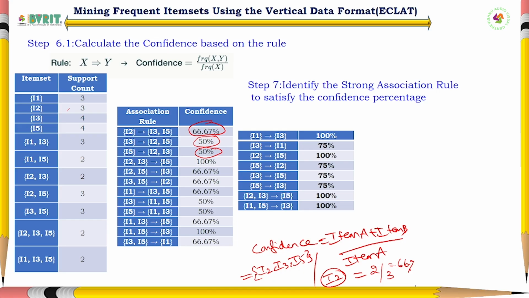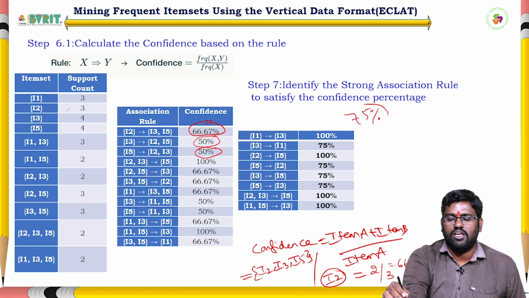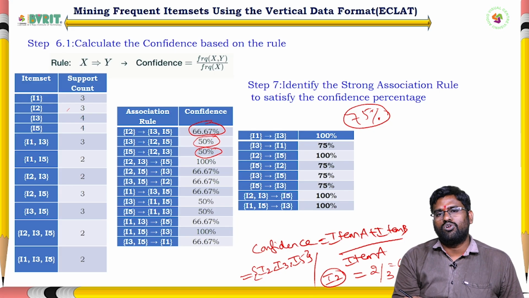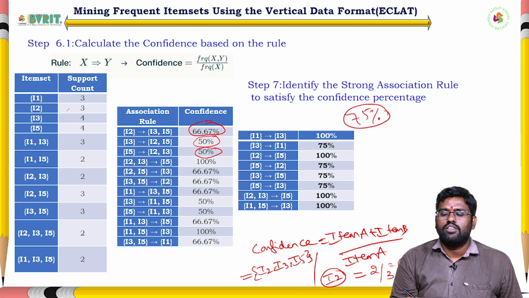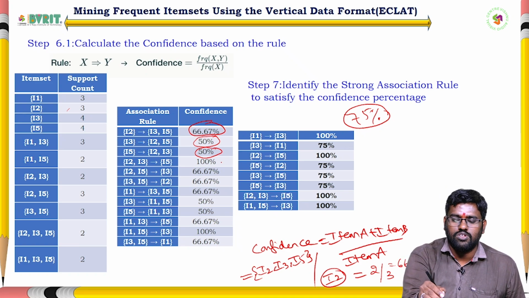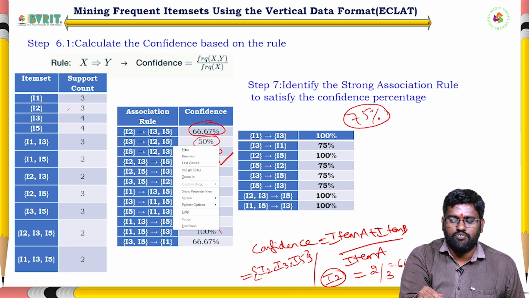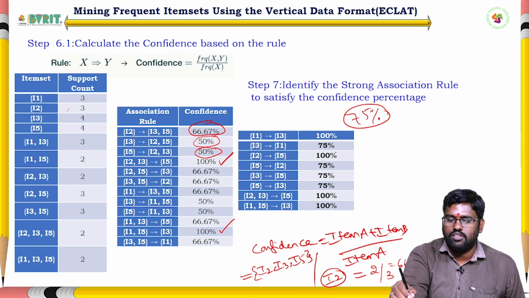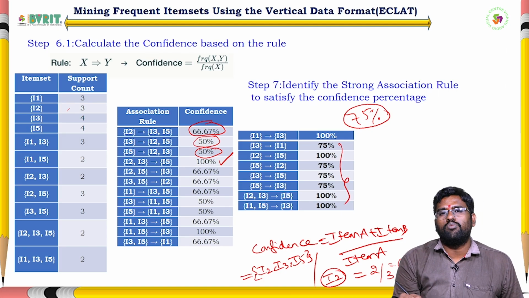Now, they are given the minimum confidence value as 75%. In the example problem, the minimum confidence value is 75%. That means only values of 75% and greater are kept in our table. All other values will be removed from the structure. So after this, we take those greater than 75%, meaning I2, I3 to I5, then I1, I5 to I3. All these values we need to keep in our table.